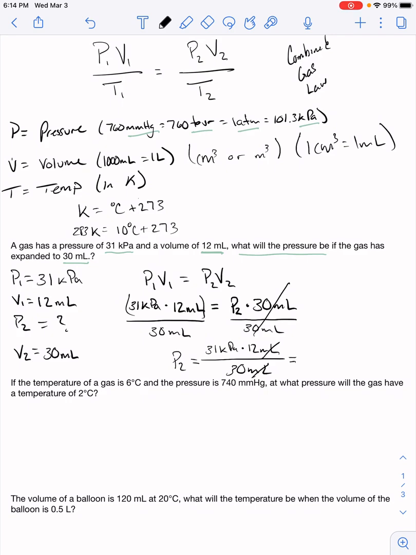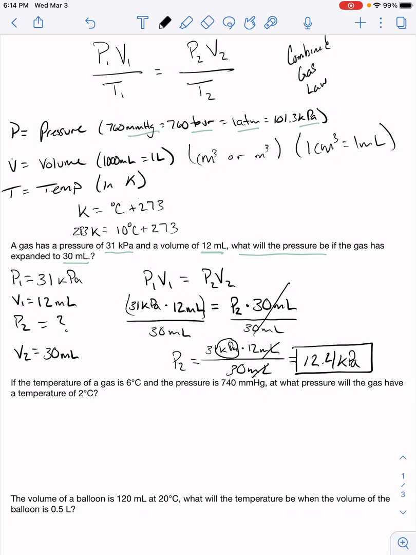So once I get that, I'm going to take 31, multiply it by 12, which equals 372, and then divide it by 30, and I get 12.4, and my unit is the only unit left in the problem, kilopascals. So we're going to put kPa, and this is how we solve these problems. So this first one was an example where temperature is held constant.